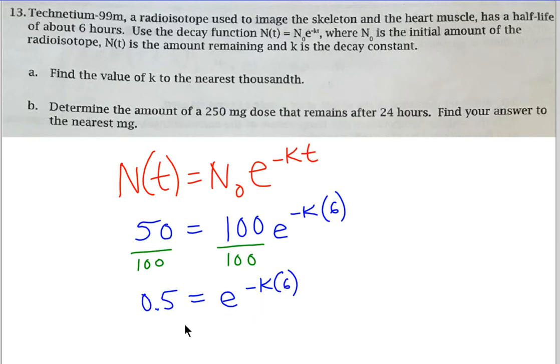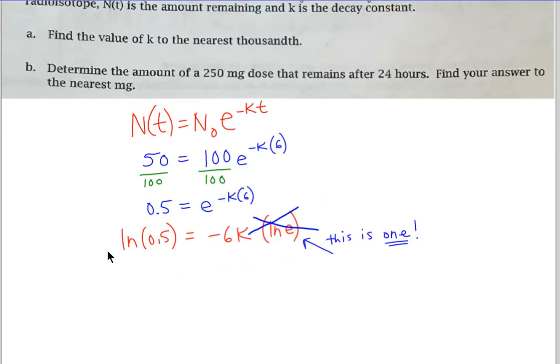Now to isolate my decay constant, I simply take the natural log of both sides, right? Natural log of 0.5 is equal to -6 times k of the natural log of e. So I'm crossing this value out now only because the natural log of e is equal to 1. So I don't need to show that I'm dividing both sides by 1, so I'm simply just going to ignore this for now. I'm going to divide both sides by -6 to get my constant of decay variable by itself.